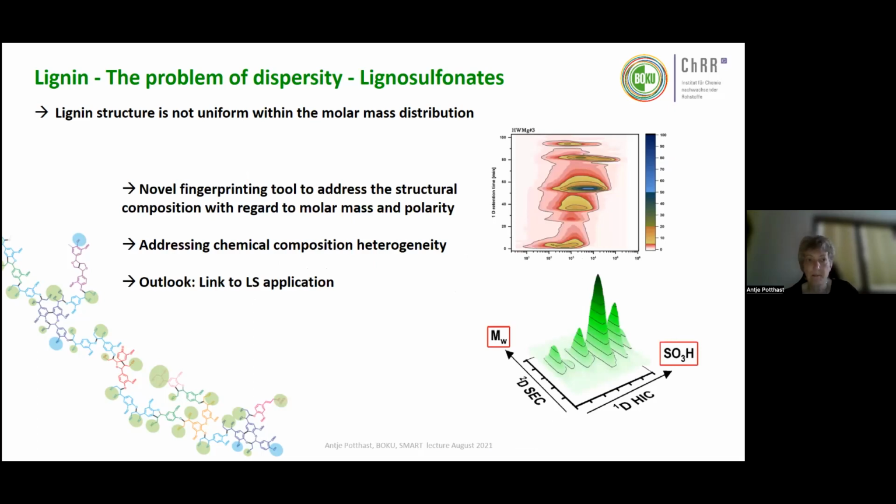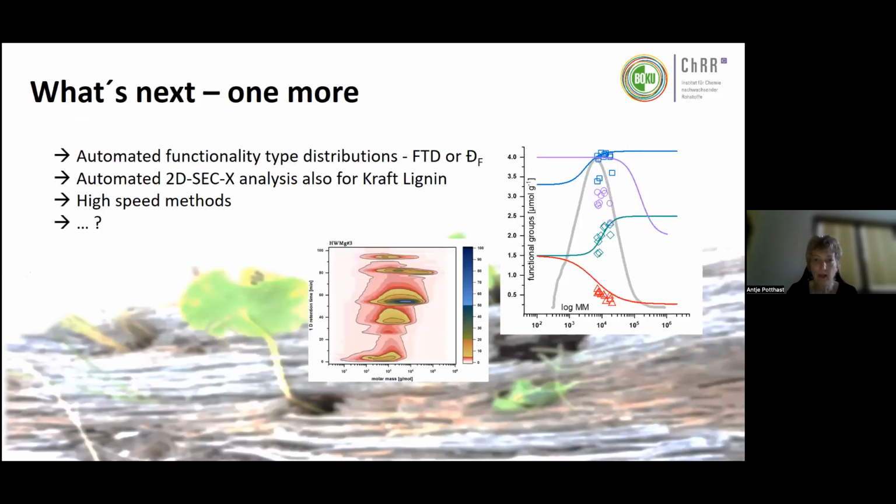So that means we have a novel fingerprinting tool, and we want to address this chemical composition heterogeneity in a much faster way than just doing it offline, which is super tedious and you cannot do for many samples, so you don't have samples to compare. The way to go is to have really automated functionality type distributions. We call them FTD, or dispersity according to functionality. We need this automated SEC coupled to whatever, also for kraft lignin. That is more difficult. We are also developing more high-speed methods at the moment, which couple classical chemometrics with a lot of samples, and this also to some extent for measuring molar mass parameters. That would be super fast, but at the moment it's super fast but not super accurate.